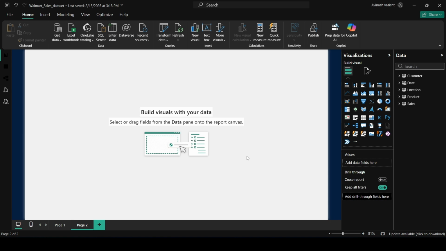Hi everyone, in this video we are going to see the donut chart that is available in Power BI. It is similar to the pie chart, but there is only one structural difference. The donut chart contains a hollow center inside it, but both charts help us find the distribution with respect to some categories or the parts of a whole.